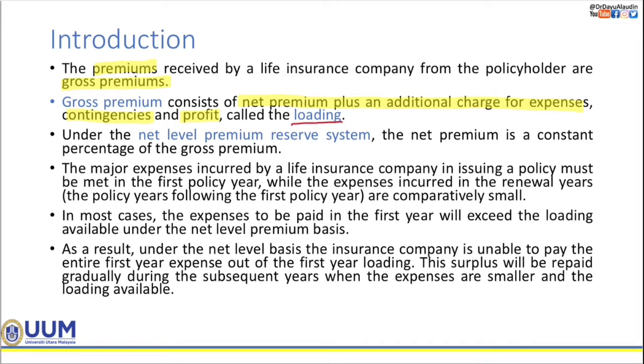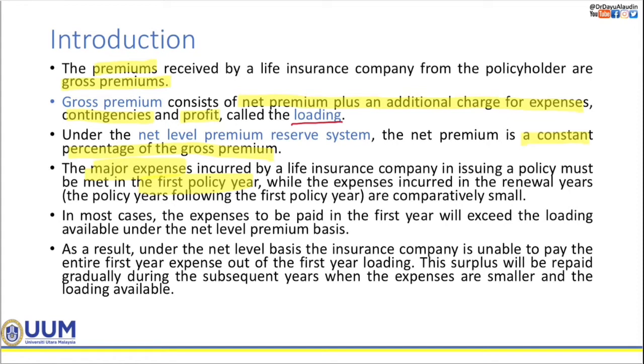Under the net level premium reserve system, the premium is a constant percentage of the gross premium. The major expenses incurred by a life insurance company in issuing a policy must be met in the first policy year. So the major expenses are incurred in the first policy year, while the expenses incurred in the renewal years, the policy years following the first policy year, are comparatively smaller than the expenses in the first policy year.